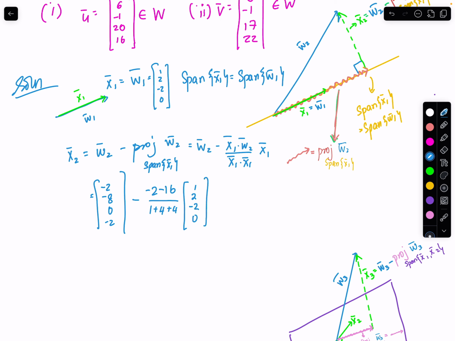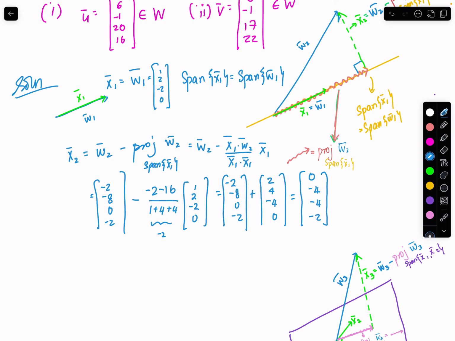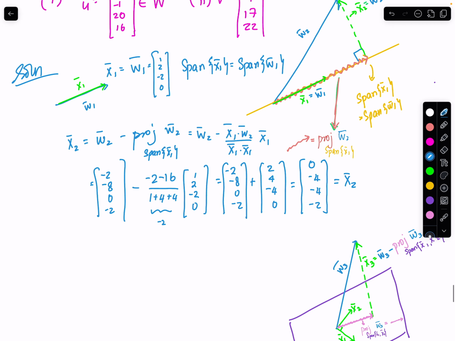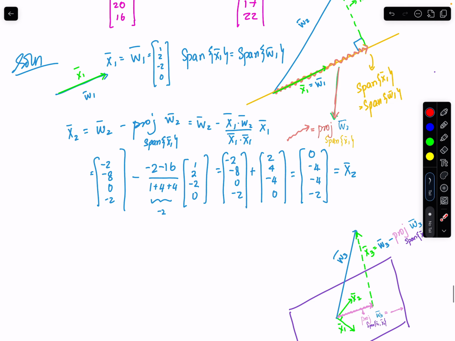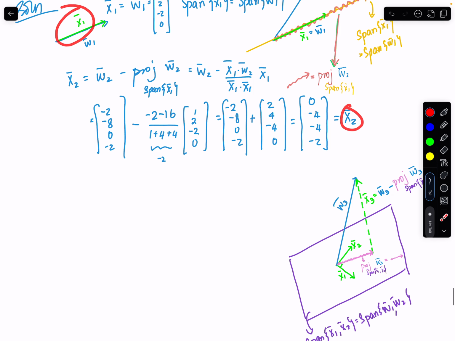Okay, so what is this? This is negative 18 over 9, so this part is negative 2, with the minus in front. It's minus 2, minus 8, 0, negative 2, plus 2 times that. So you get the vector 0, negative 4, negative 4, negative 2. So that's your vector x2. And the way we've created it, because x2 is in the orthogonal complement of the span of x1, x2 is orthogonal to x1. So x1 and x2 are now orthogonal.